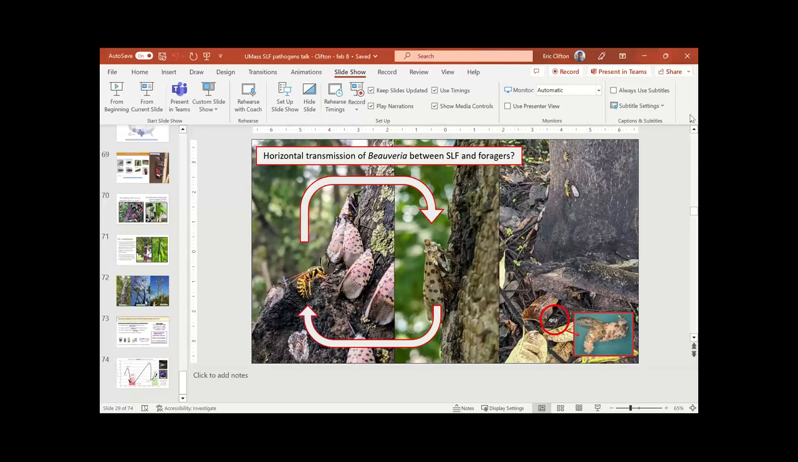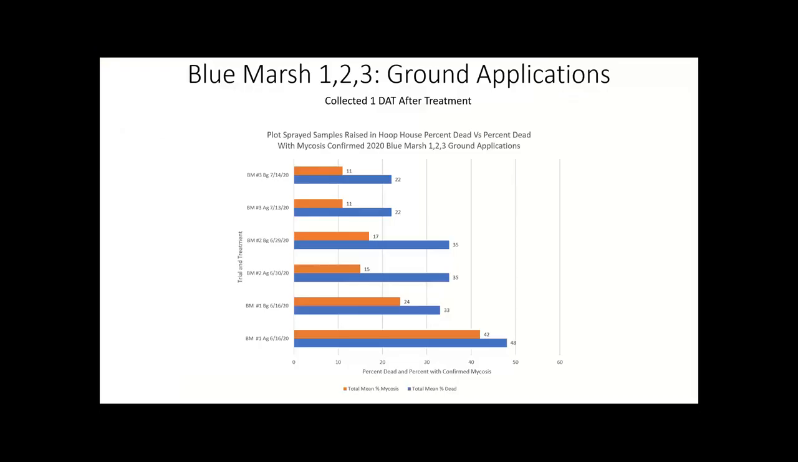You mentioned the helicopter. I remember there were backpacks and helicopters. Yeah, backpacks first, and the helicopters were less effective. The reason we kind of think that is because it was spraying down onto the foliage and the lanternflies are underneath.